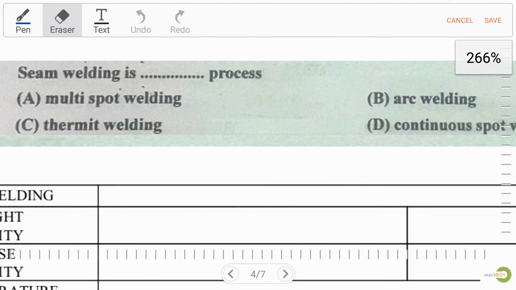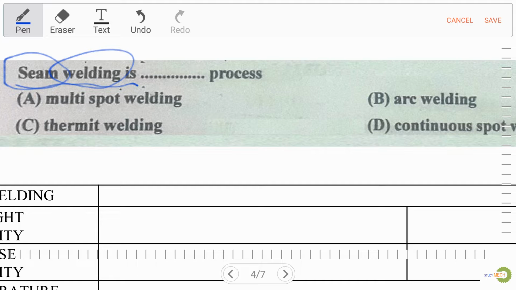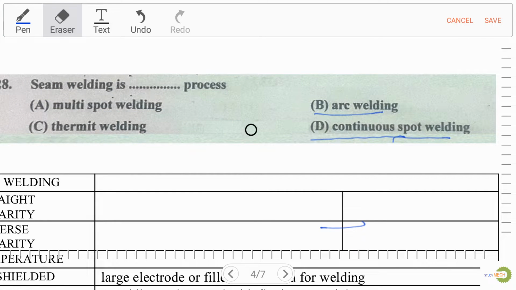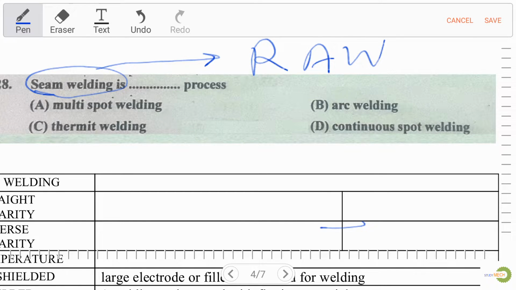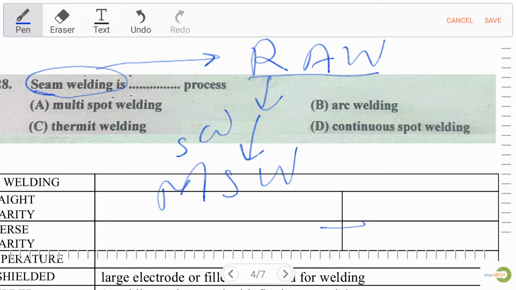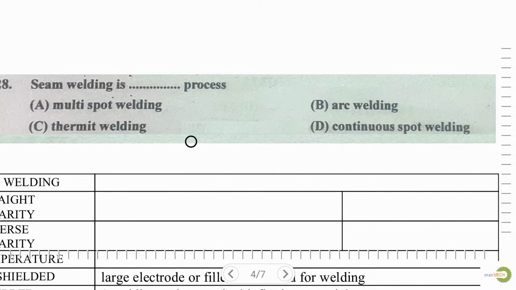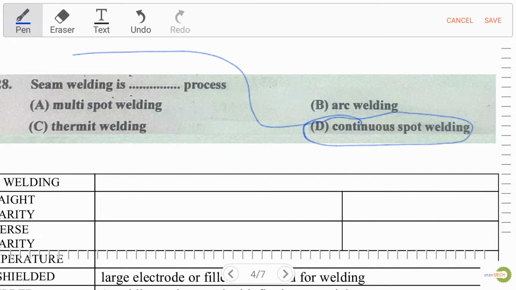Well, our next question is seam welding. Seam welding is a process of option A multi-spot welding, arc welding, thermite welding, and option D continuous spot welding. So first of all, as we know, seam welding is a type of resistance welding. In resistance welding, there is spot welding, there is also multi spot welding and continuous spot welding. Continuous spot welding is known as seam welding. Let me clear all of this. Continuous spot welding is known as seam welding. Okay, so our right answer is D, continuous spot welding.